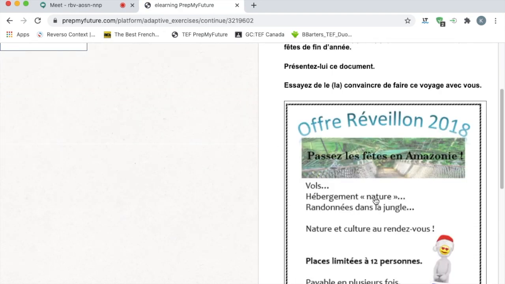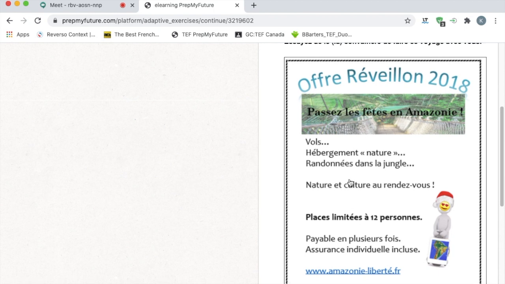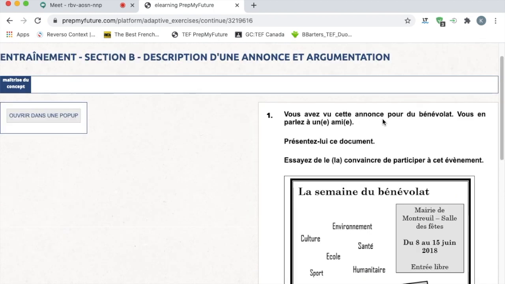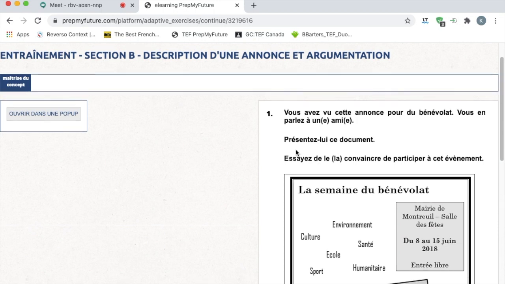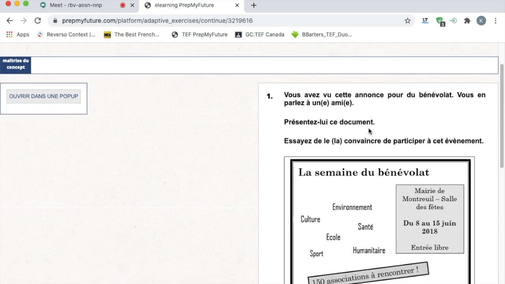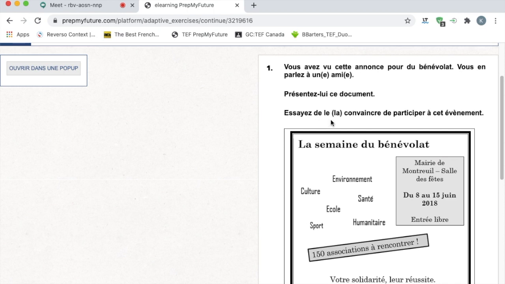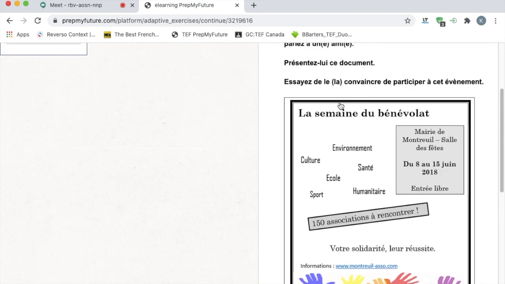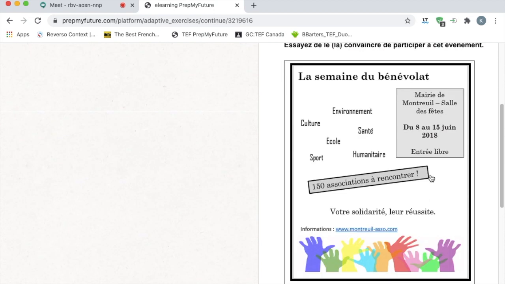Second part, they again give you some pamphlet or something like that. Vous avez vu cette annonce pour du bénévolat, you have read this advertisement for volunteering. Vous en parlez à un ami, you are talking to a friend. Présentez-lui ce document, tell him about this document. Essayez de le convaincre de participer à cet événement, try to convince him to participate in this event. This is all you read in the exam. They give you 1 minute for preparation. You can look at this in 1 minute, note down something or make up your mind, and the teacher starts the conversation.